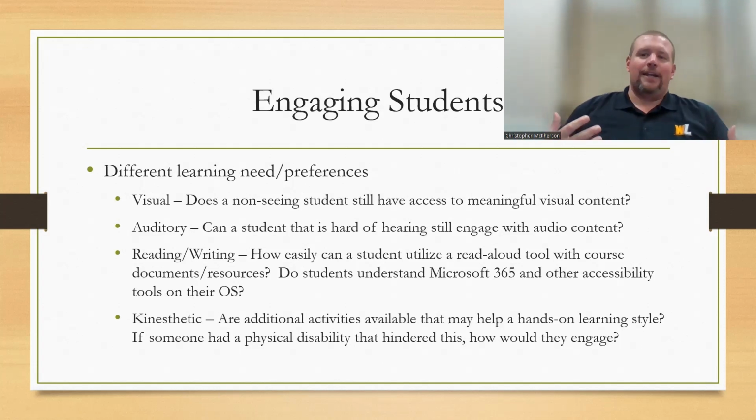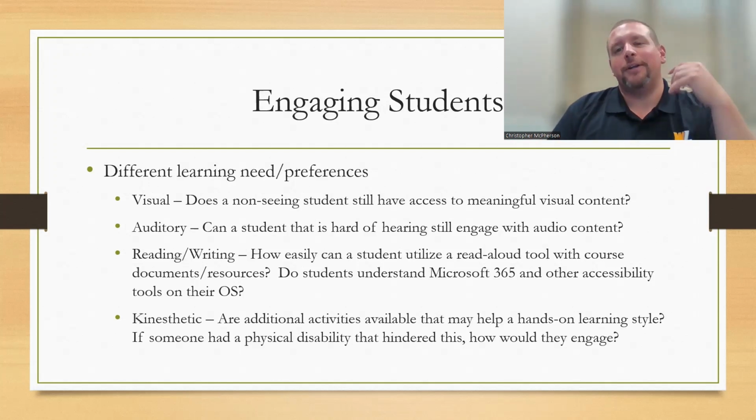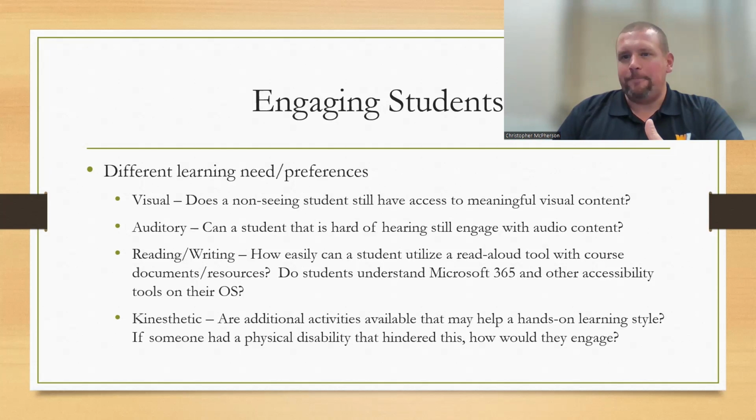So if you're looking at engaging students, and I'm using the VARK learning preference model here, thinking through, when you're developing course content or you're deciding what you may use or not use as resources, you've got to think through those learning needs and preferences. So if it's a visual resource or something visually that somebody's going to experience, does a non-seeing student still have access to meaningful visual content? Or also visually, does somebody that has any type of color blindness, are they still able to experience it well? Is the contrast okay? So those are learning needs.